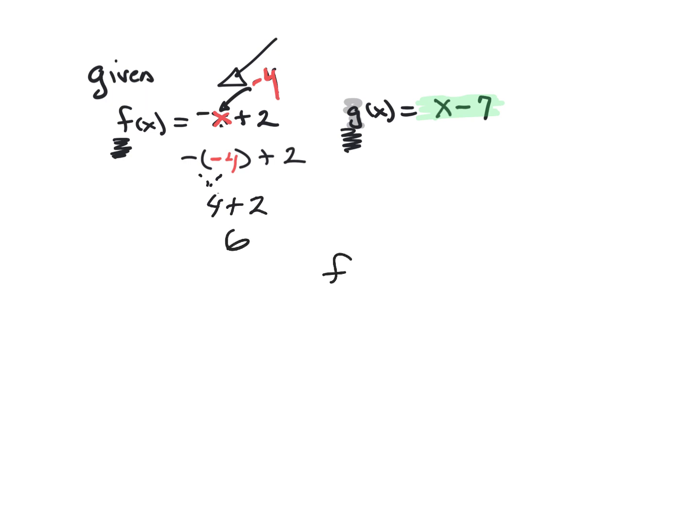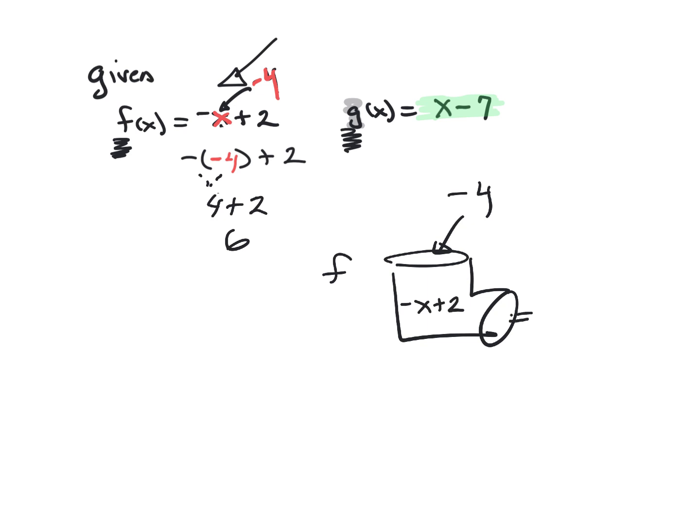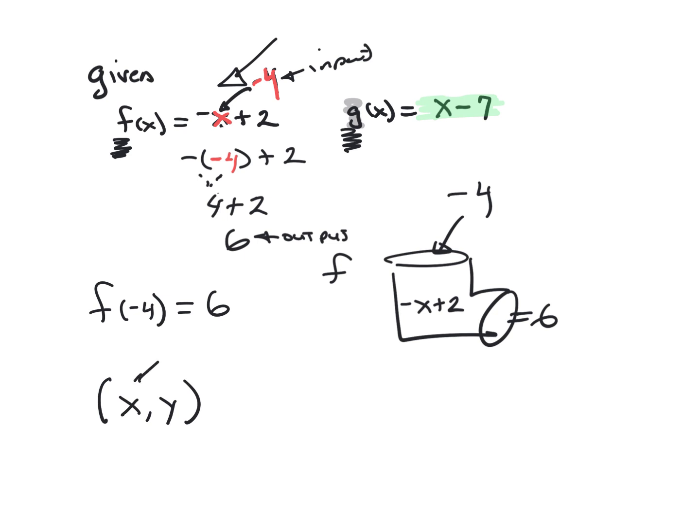So when you drop a negative 4 into the f machine, and the rule is negative x plus 2, you will get 6 out of that machine. We can say when I plug negative 4 into the f machine, I get 6 out. So this is your output, and negative 4 is your input. You can even write your input-output as an ordered pair. Remember, x and y is an ordered pair: x would be your input, and y would be your output.